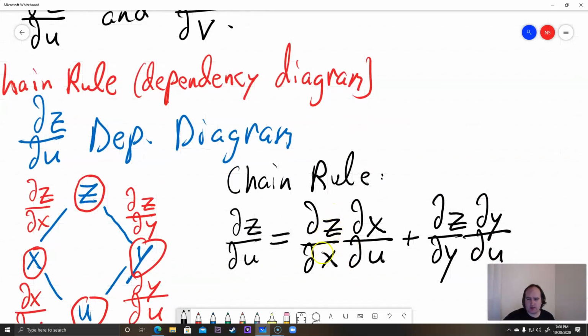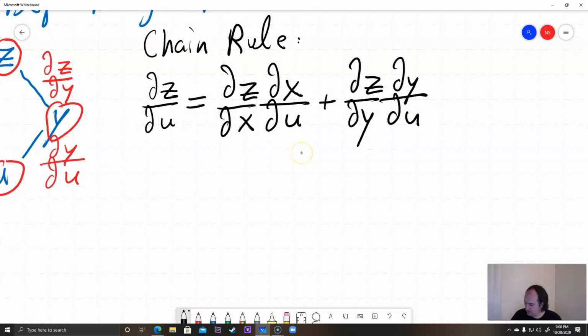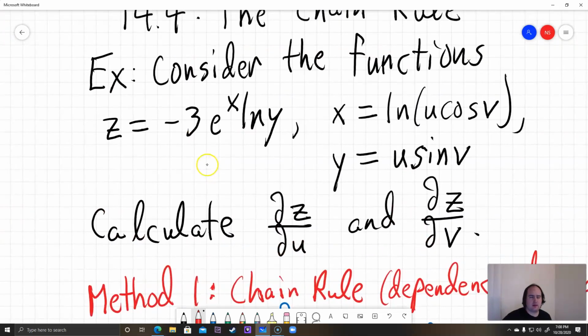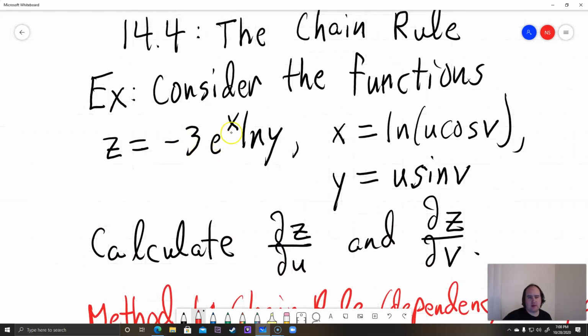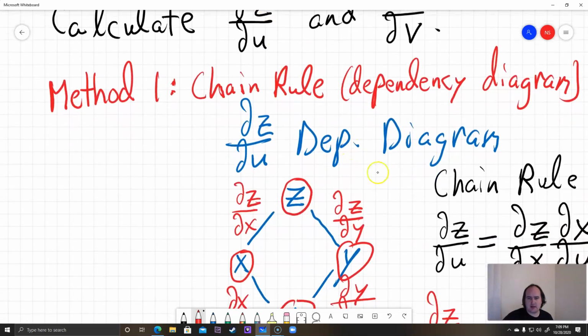So let's start with partial z, partial x. Well, going back up to the definition of z, z equals negative 3 e to the x times ln of y. So partial z, partial x means we treat y as a constant. So the only thing we're taking the derivative of here is the e to the x. And remember, the derivative of e to the x is e to the x. So this is actually still going to be negative 3 e to the x times ln of y.